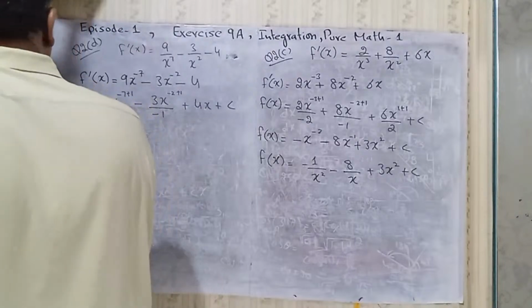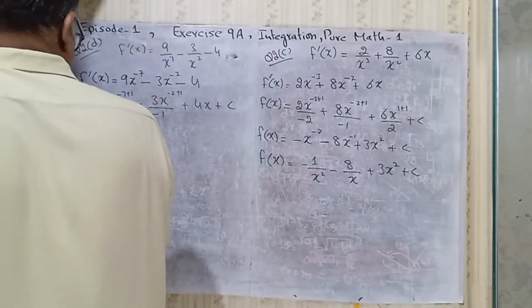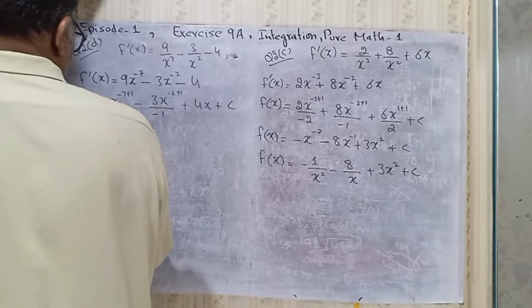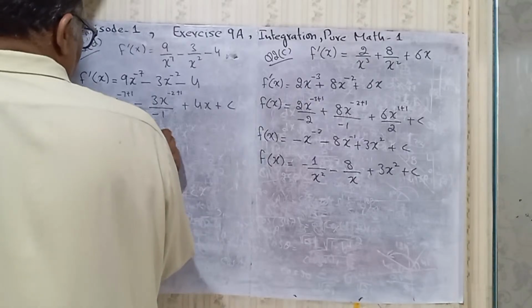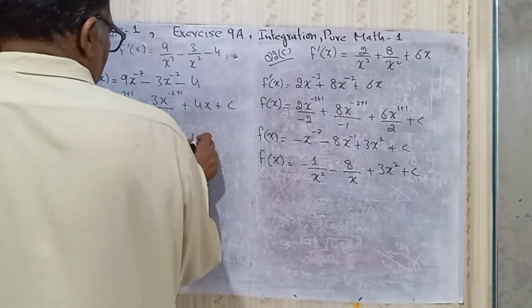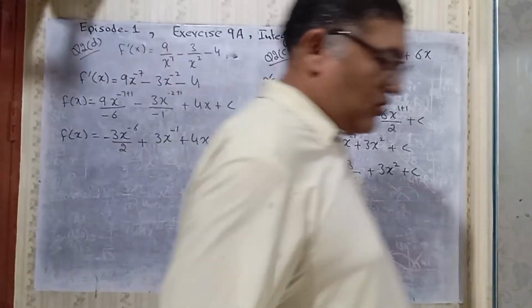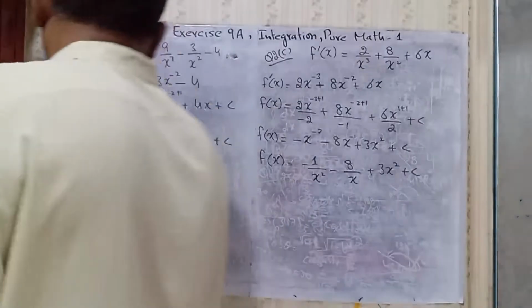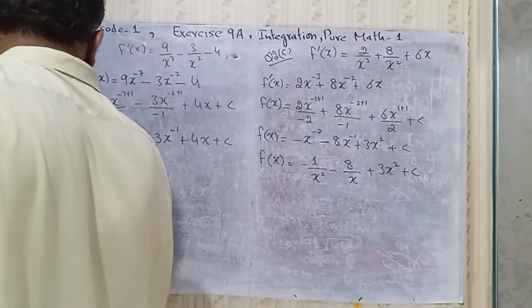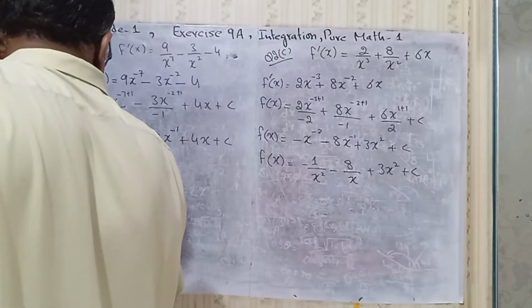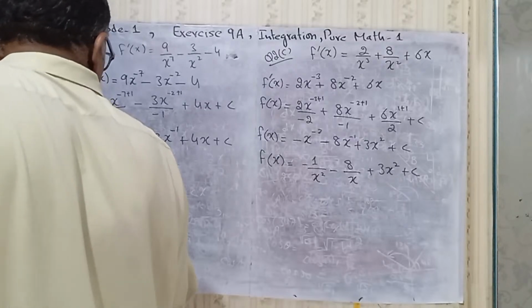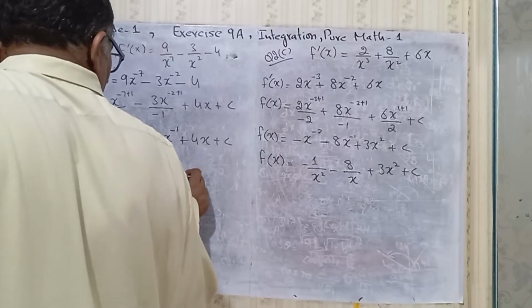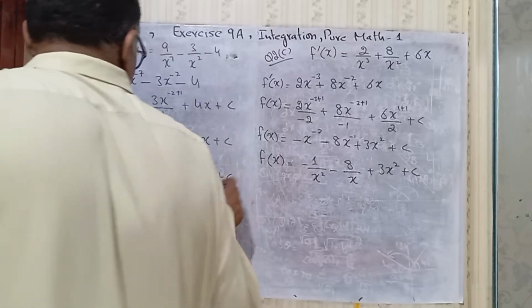Okay, so I will further simplify this. F of x will become 9 and 3 cancel, so it will be 3x raised to power minus 6, negative here and 2 here, minus becomes plus 3x raised to power minus 1 plus 4x plus c. I will do one more step on this, and then it will be good for the checking. So we can write f of x is equal to minus 3 by 2x raised to power 6 plus 3 divided by x plus 4x plus c.